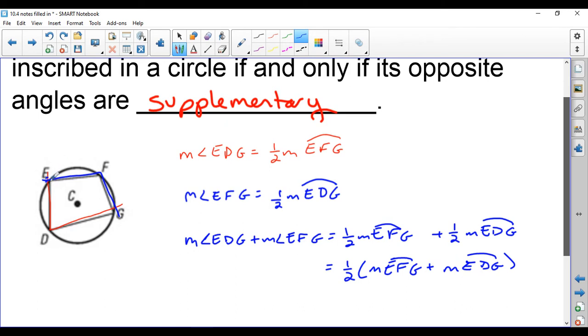And if we look at those two arcs, EFG plus EDG gives me the entire circle. So this is half of the measure of the entire circle, half of 360. So it's always equal to 180 degrees. When two angles add up to 180, they are supplementary. The opposite angles in the inscribed quadrilateral are always supplementary.